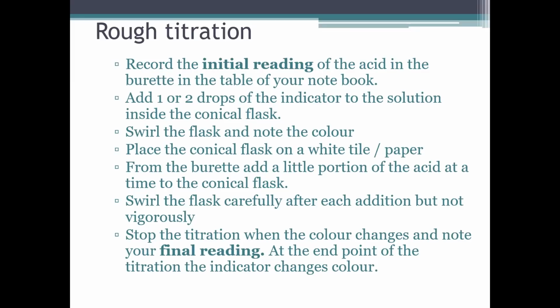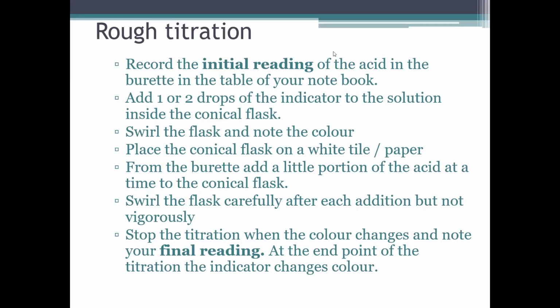So you have to be swirling the flask so that the acid you're adding is not just going to one portion of the base, but to the entire mixture that the acid is reacting with. And as you're swirling and releasing the acid, you stop immediately when there's a color change, and you close the tap. As soon as you don't allow another drop into the conical flask, you note the final reading.